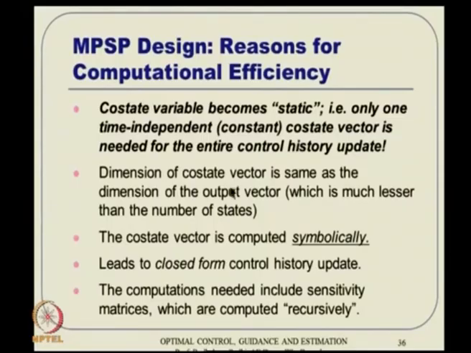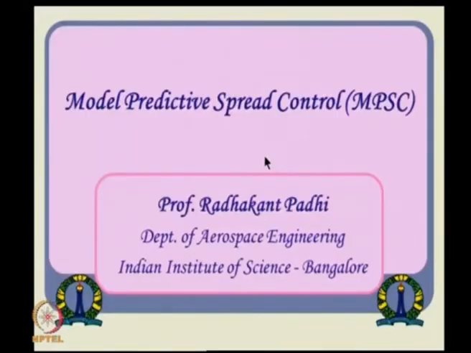Then the dimension of the costate vector is also small. The costate vector can actually be computed symbolically in closed form, and the computation of the sensitivity matrices can be done recursively. So this method happens to be computationally quite efficient.